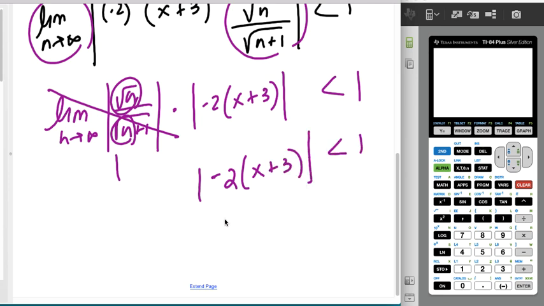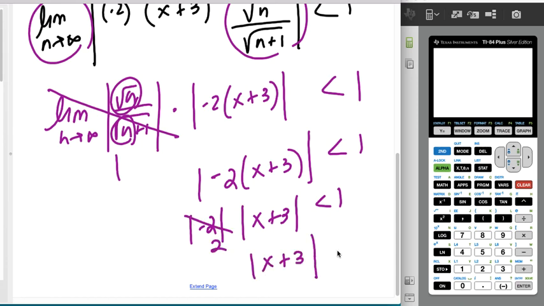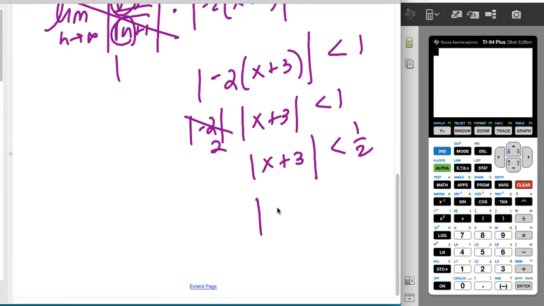Well, inside the absolute value, this is the same as the absolute value of a -2 times the absolute value of an x plus 3, because it's all multiplication. So this is just a 2. So I'm going to get x plus 3 in the absolute value is less than 1/2. Well, that is my radius of convergence, because remember, it was x minus a is less than r. So my radius of convergence is 1/2, right?